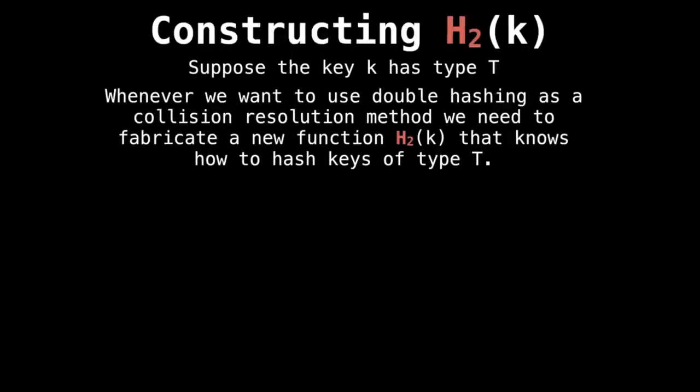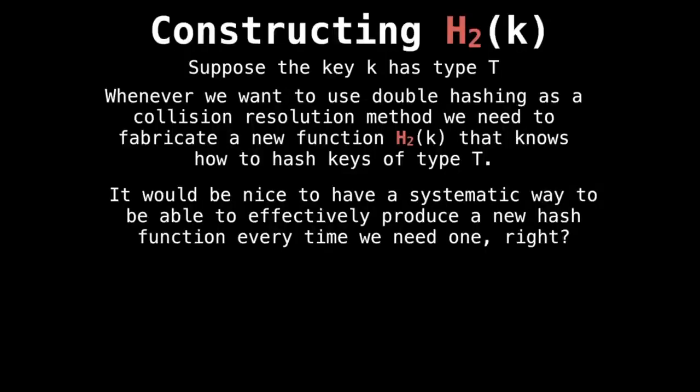Okay, so here's the core question. How do we construct our secondary hash function? Suppose the keys we're using have type T. Whenever we use double hashing, we need to construct h2 of k to hash keys that are also of type T. It would be really nice if we had a systematic way of generating these new hash functions every time we need one, because we might be dealing with multiple different data types of type T.